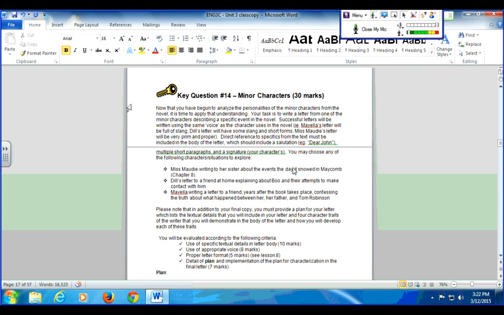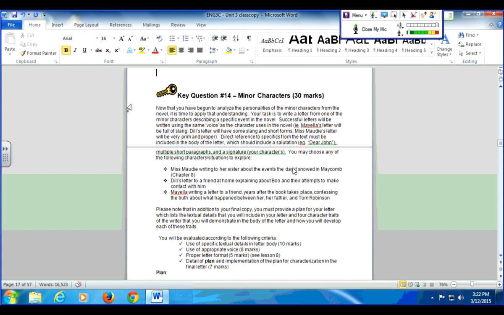Now, you may choose any of the following characters to explore. Miss Maudie writing to her sister about the events the day it snowed in Maycomb in Chapter 8. From her perspective, she woke up to snow. Jem and Scout asked to borrow her snow, and then they took some of her gardening equipment to make a snowman on the lawn. And then that night, her house burned down. Another situation you could write from is Dill's letter to a friend at home explaining everything there is to know about Boo Radley and their attempts to make contact with him.